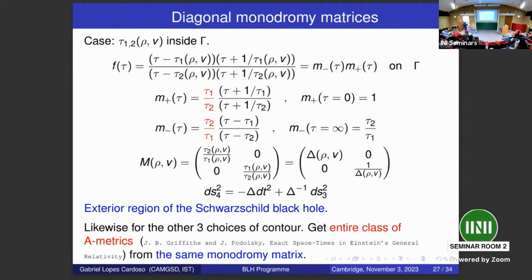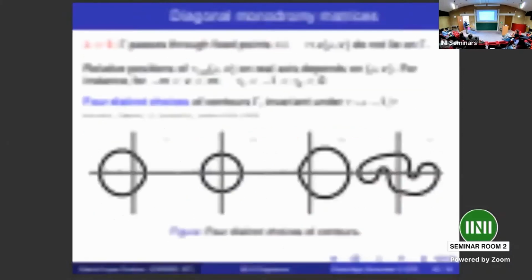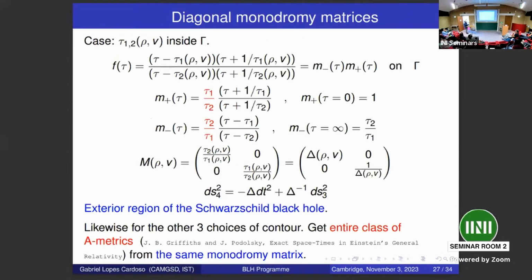But now remember that M plus had to be normalized at tau equals 0. So that means that you have to multiply this by this factor here and divide by here. So that's your canonical factorization, something you do in 2 seconds. Now you take M minus, and you are instructed to evaluate it at tau equals infinity, and that will give this here as your entry in M of rho, v, and you do the same thing for this one here. And so in one go, you have constructed an M of rho, v that satisfies your equations of motion.